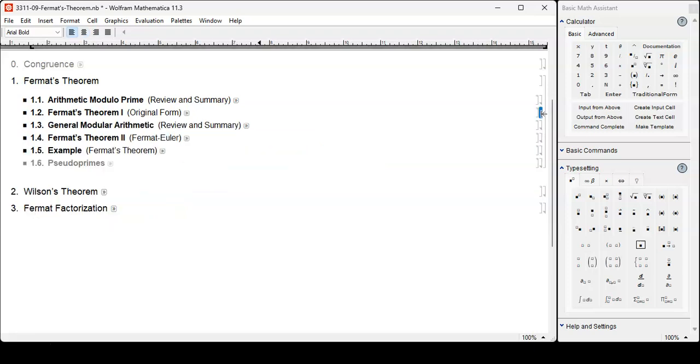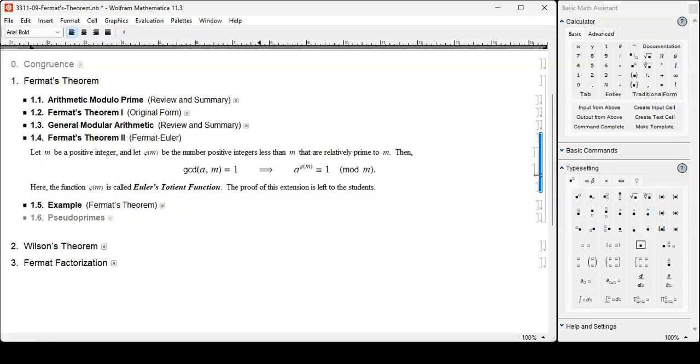Now, do you have time to prove Euler-Fermat? Oh, okay, all right, I made a wise decision. Just skip to the proof. All right, okay.